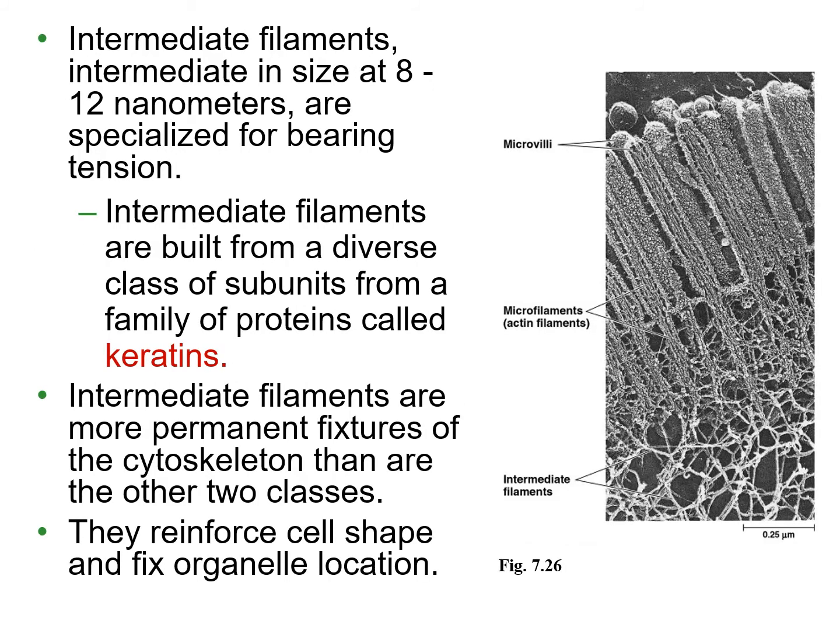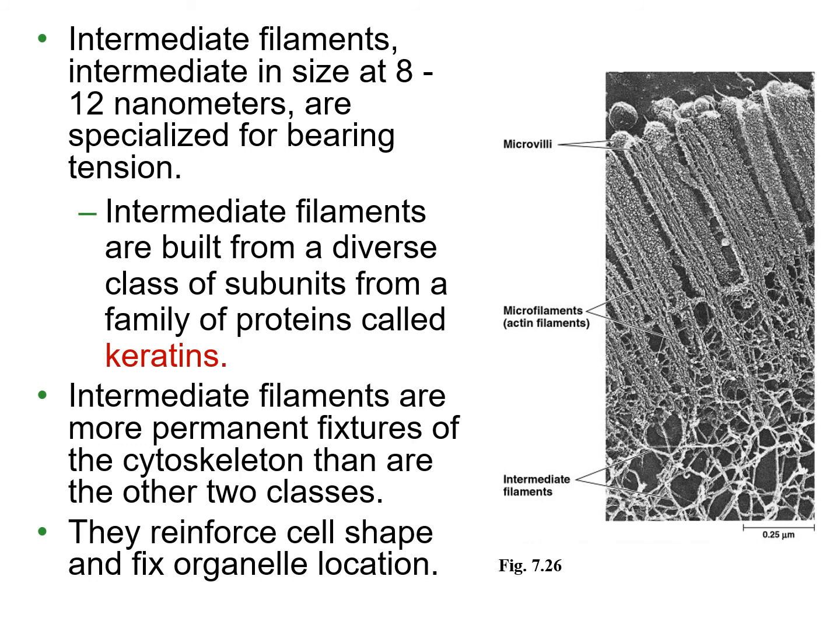Intermediate filaments, intermediate in size, as the name suggests, are between 8 to 12 nanometers, and they are formed from a family of proteins belonging to the keratin family. As well, these particular filaments are very less dynamic.